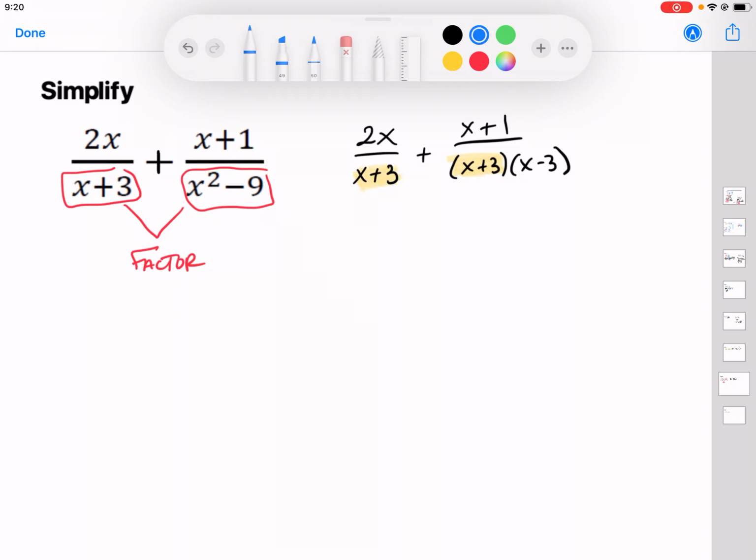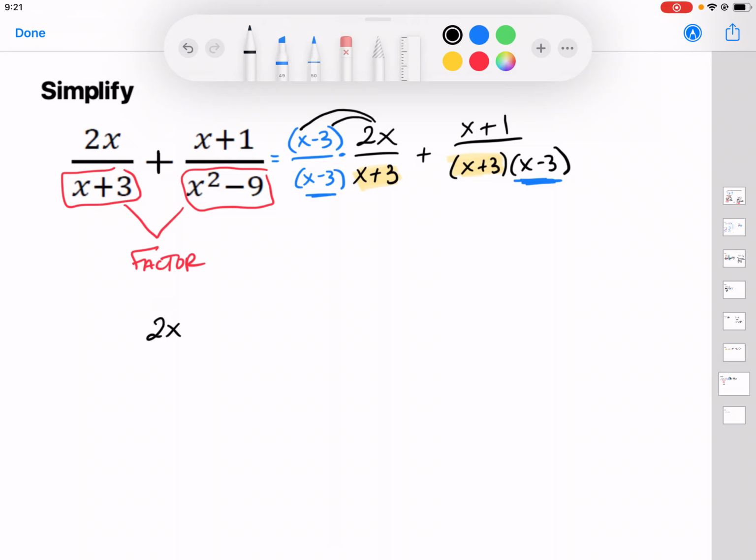So what I'm going to do so they get the exact same denominator is multiply the first fraction by x minus 3 over x minus 3. Because remember, it has to be 1. So that x minus 3 over x minus 3 is 1. But then I have the missing factor in there. That way both of them will have the same two factors in the denominator. So that will give me 2x.